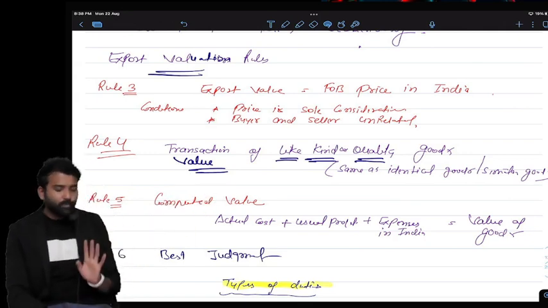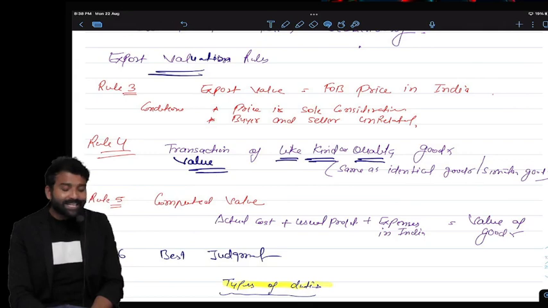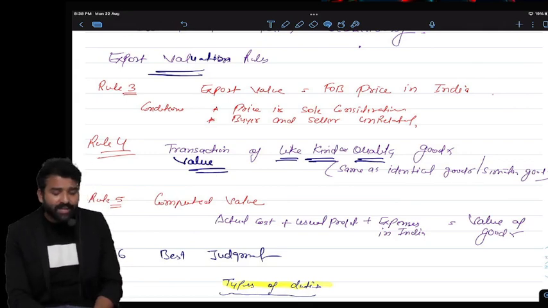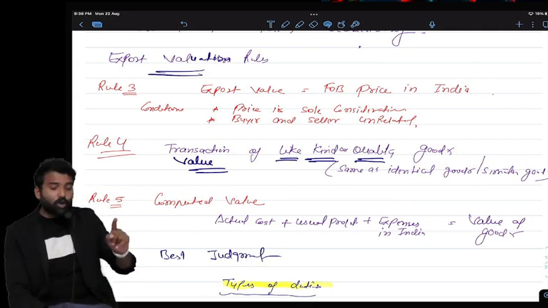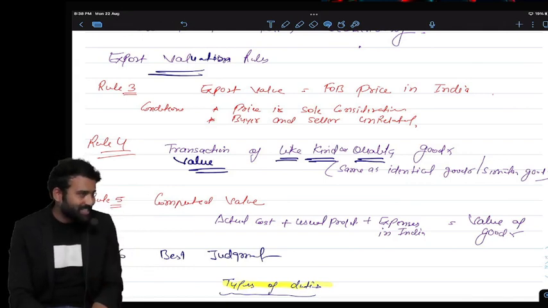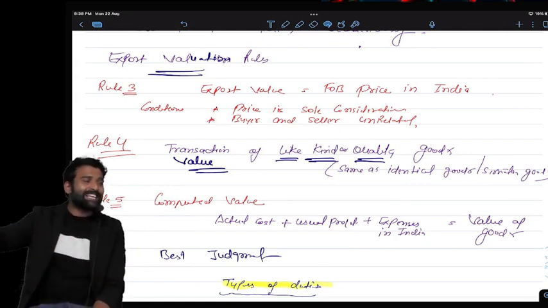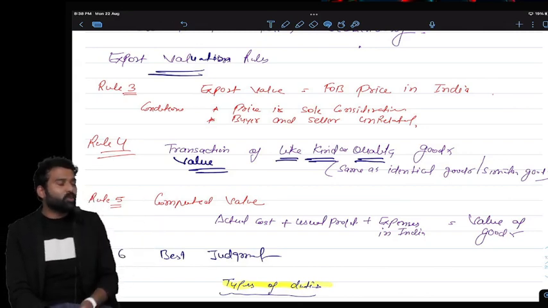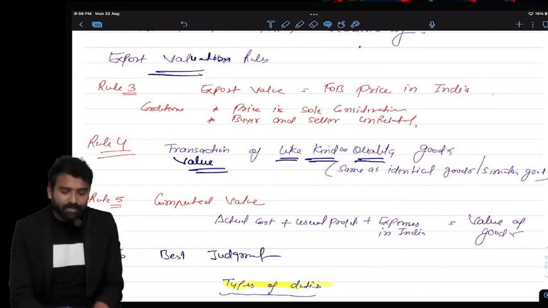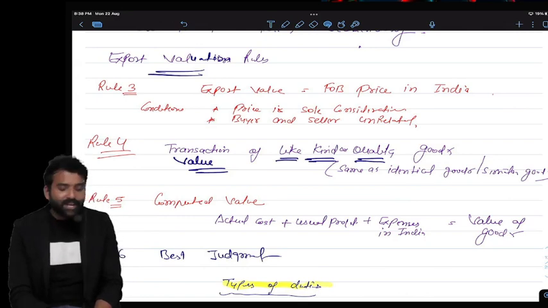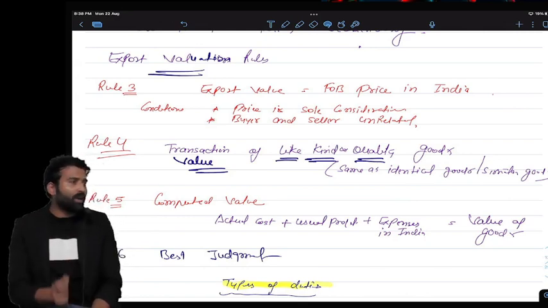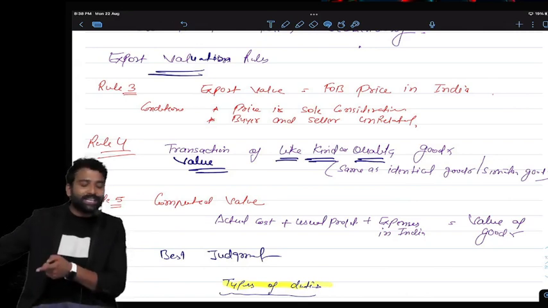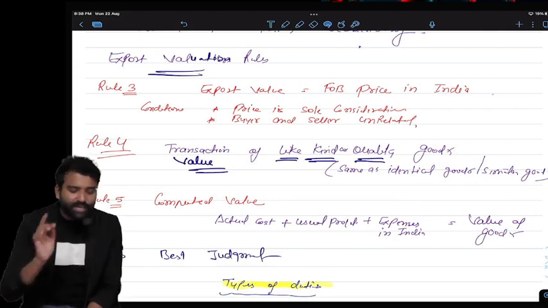That is the value. But if the price is not the only consideration, or if buyer and seller are related, then I will go for the transaction value of goods of like kind and quality. It is exactly the same as similar and identical goods. In import valuation we use the words identical or similar goods. In export valuation we use the words like kind and quality goods. So again I am using the transaction value of like kind and quality goods.